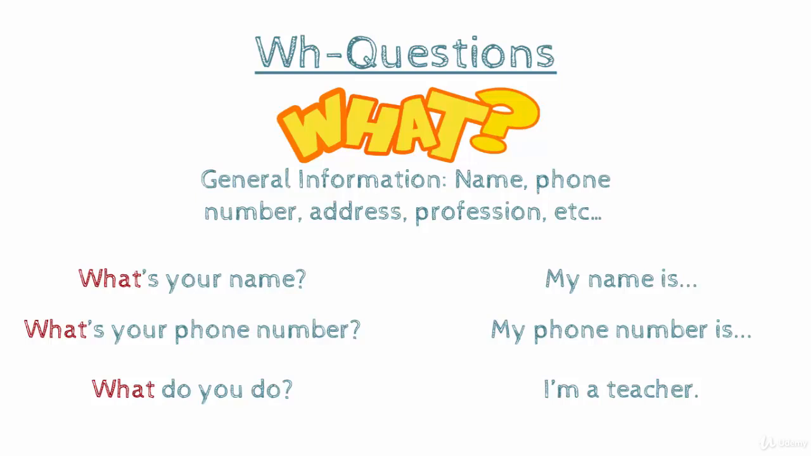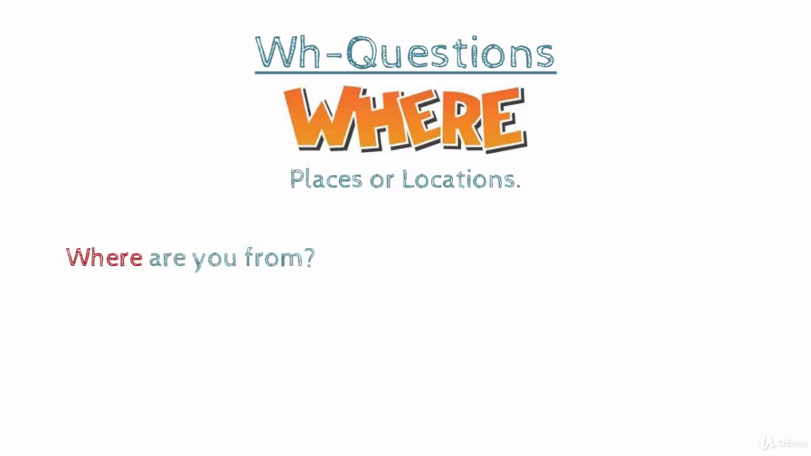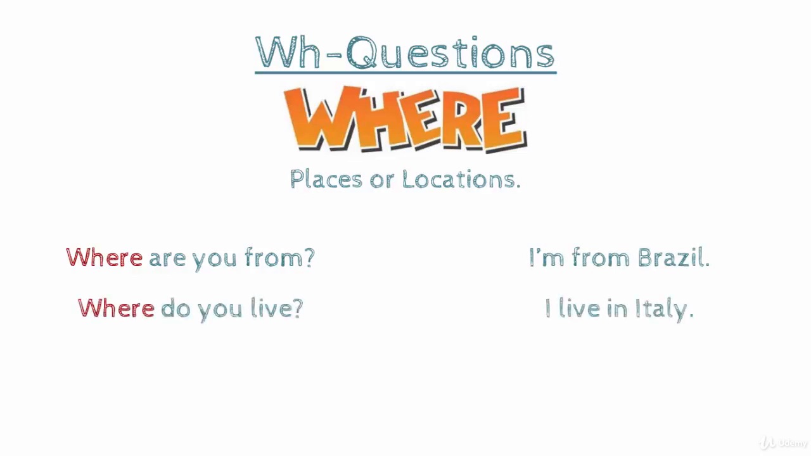Okay, guys, let's go to the next WH question. Where? Now, we use where to ask about places and locations, okay? Let's take a look at some examples. Where are you from? I'm from Brazil. Where do you live? I live in Italy. Where's the car? It's in the garage. So once again, we use where for questions about places or locations.